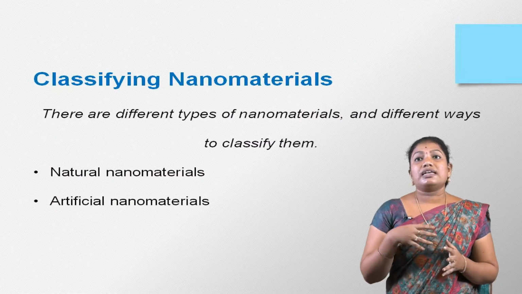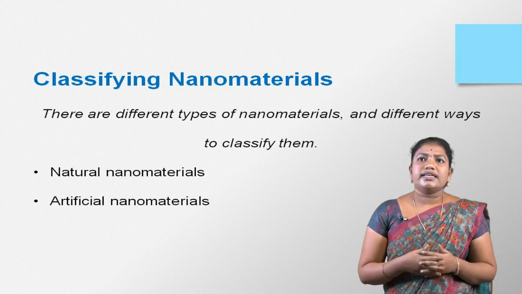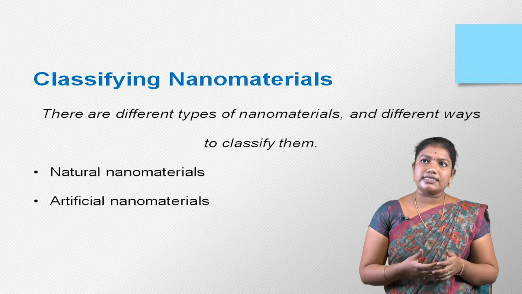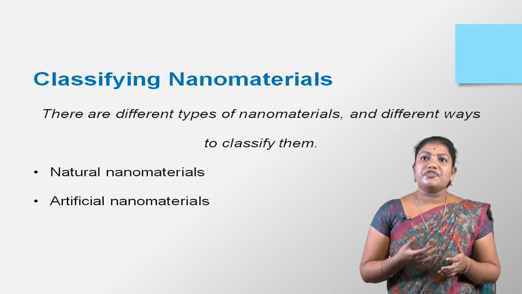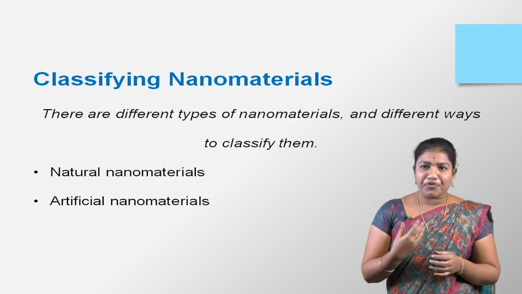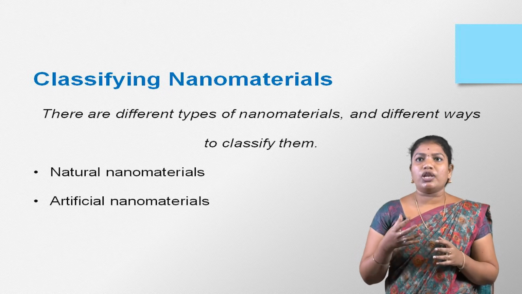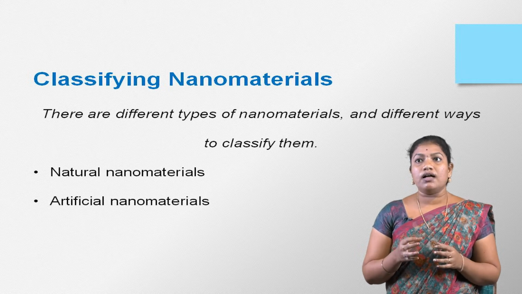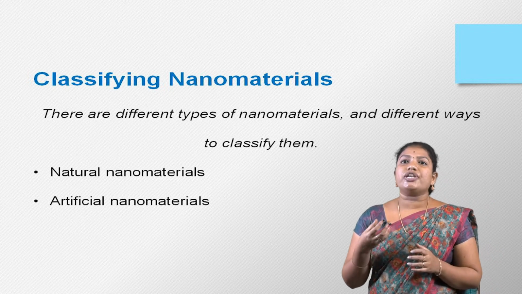The next, classification of nanomaterials. There are different types of nanomaterials and different ways to classify them. The first one is natural nanomaterials and the second one is artificial nanomaterials. Natural nanomaterials, as the name suggests, are those that occur naturally in the world.